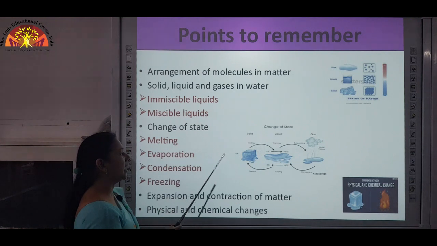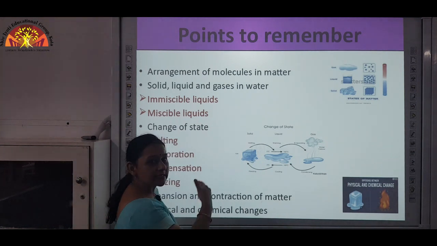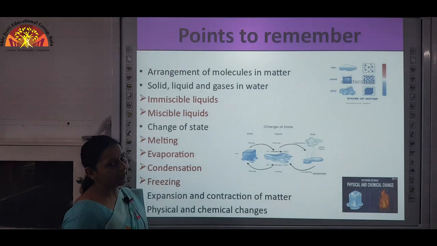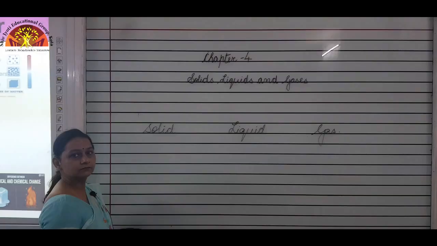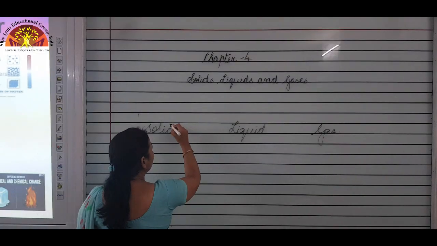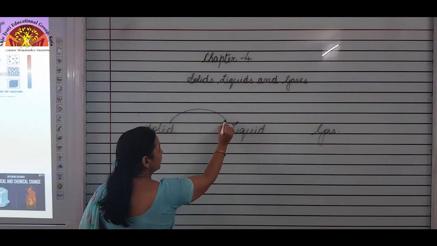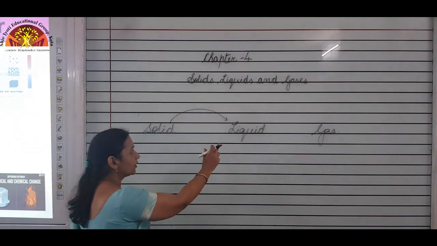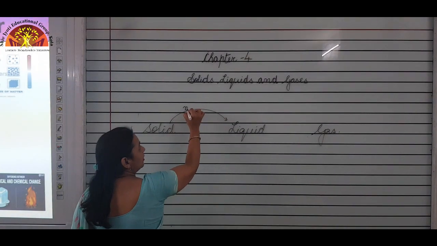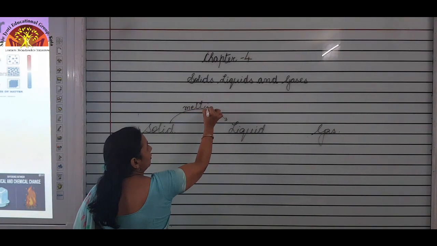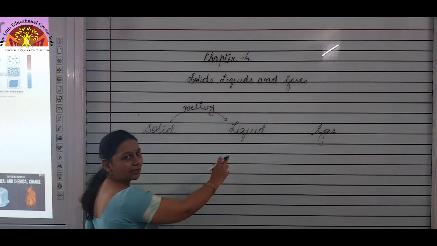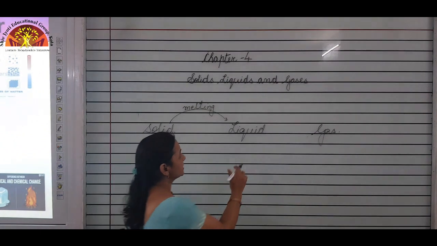In this we have the changing of state on heating and cooling. Again, I will explain it to you on the board here. Now, when we convert solid into liquid, that is when we heat solid, it converts into liquid. So, this process is called melting. On heating, solids convert into liquid, and this process is called melting.